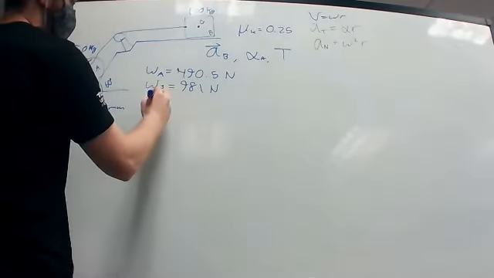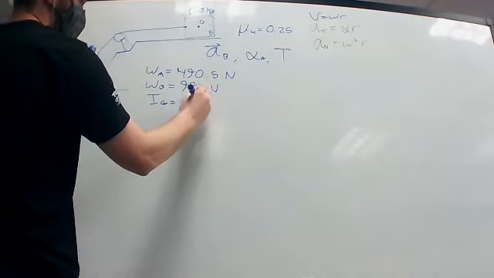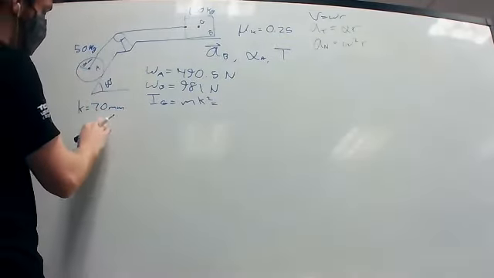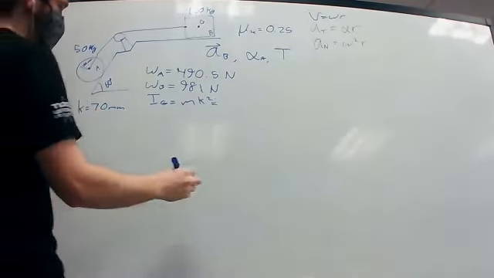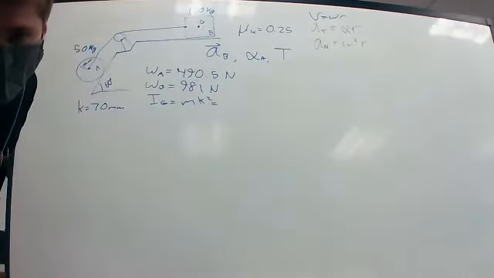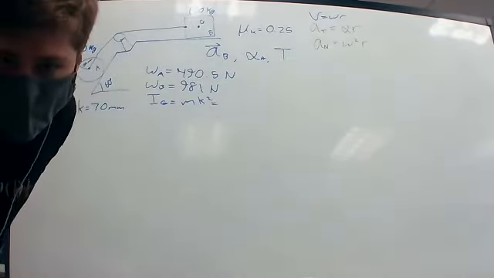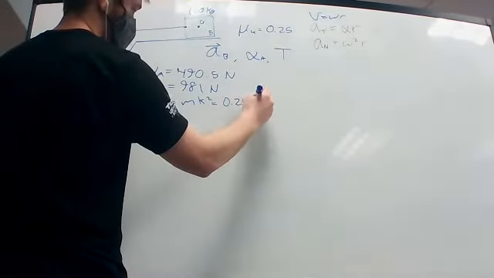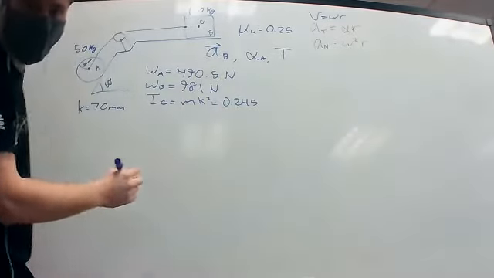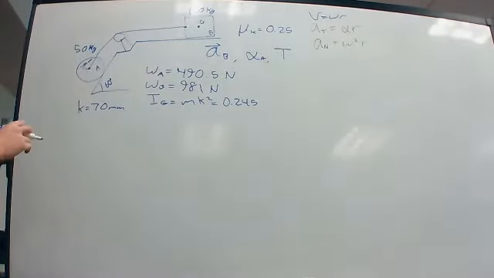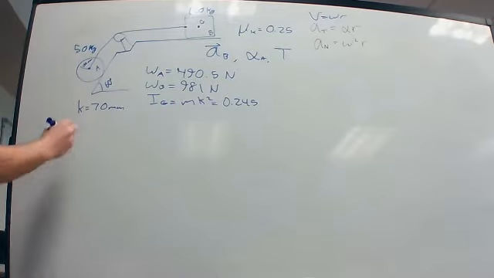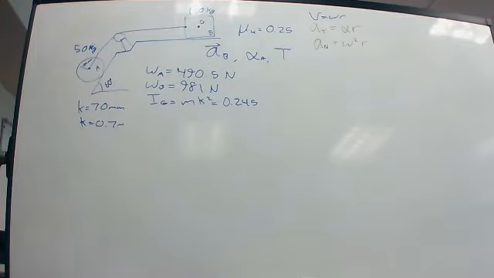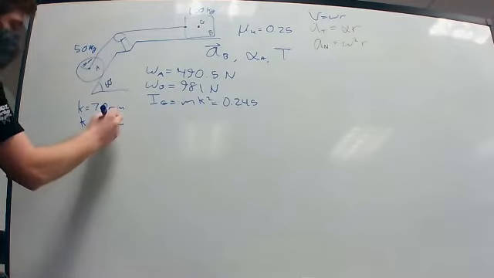Then we can solve for IG. IG is mk squared, where m is the mass of the wheel, k is given to us as 70 millimeters. So IG would be 0.245. And you would change this into units of meters, so we would use 0.07 meters.